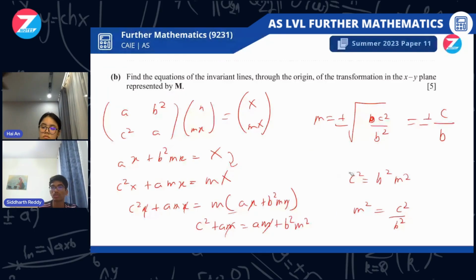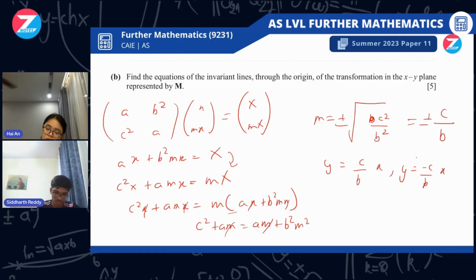So now there are two possibilities for the equation of y. Since y is equal to mx, we have y is equal to c by bx and y is equal to minus c by bx. So those are the equations of the invariant lines.